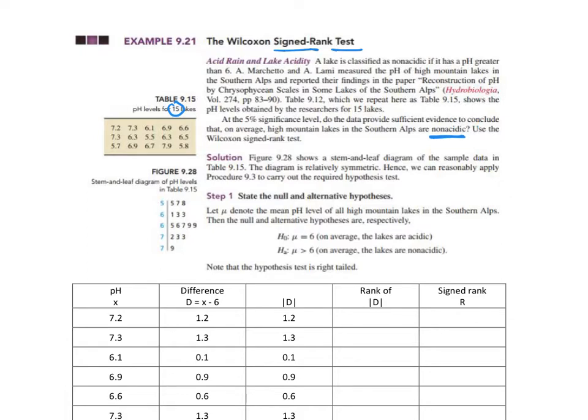Non-acidic means the pH is higher than 6. I can see somewhere the definition of non-acidic. Yeah, non-acidic is when the pH is greater than 6. So the alternative hypothesis is greater than 6, so that will be the right tail.